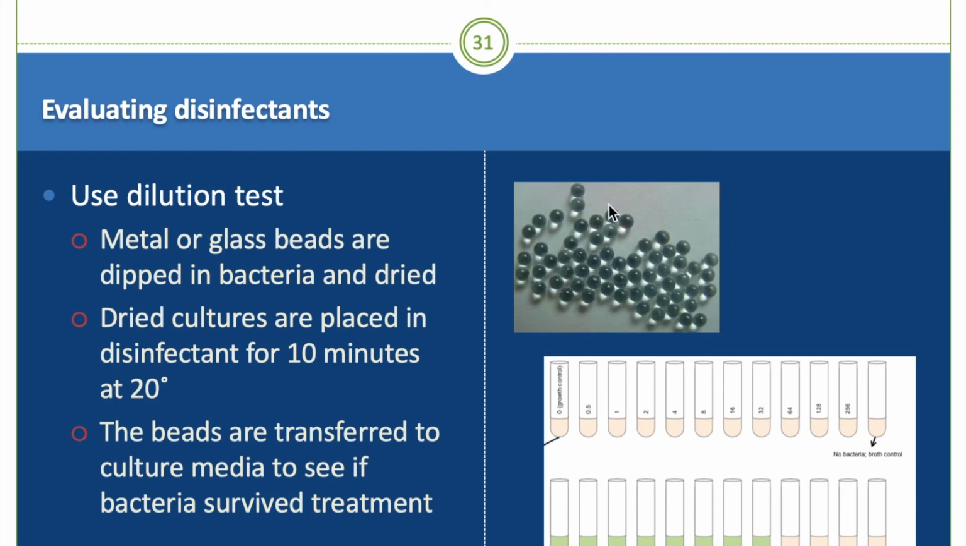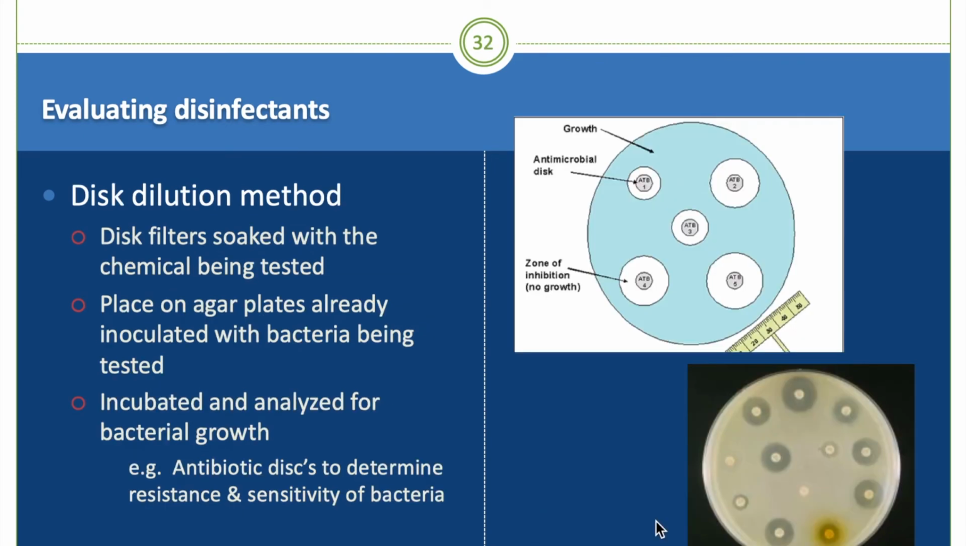So let's say these are the beads that we have. We dip them in bacteria and dry them, so they all have bacteria around them. And then they are introduced into the disinfectant that we want to evaluate for 10 minutes at 20 degrees. And then after that, we introduce them into sterile media and then we see where the growth occurs. So it's a good way of evaluating chemicals.